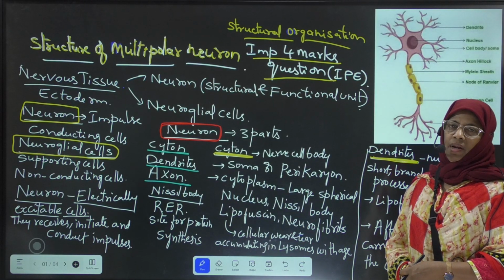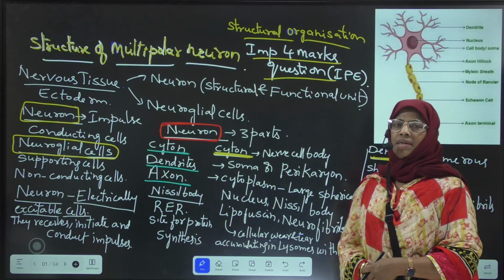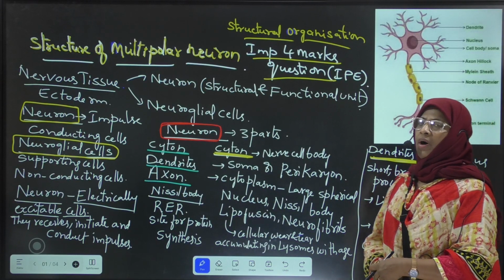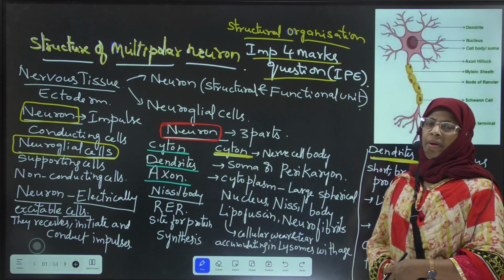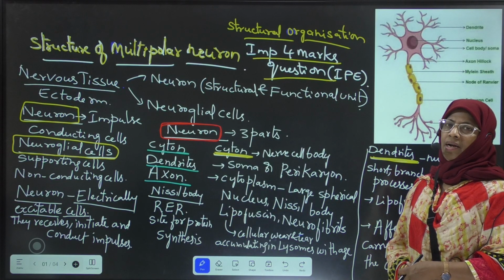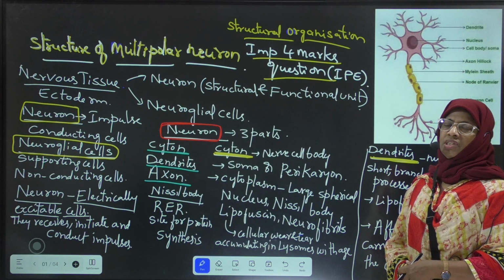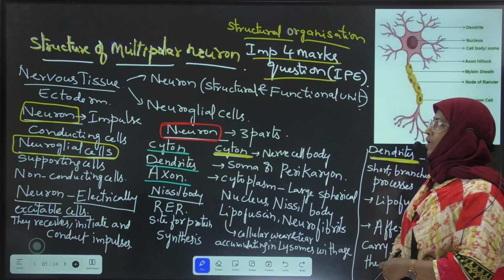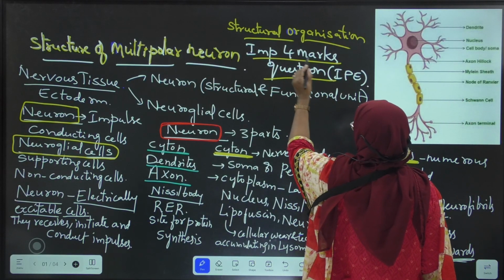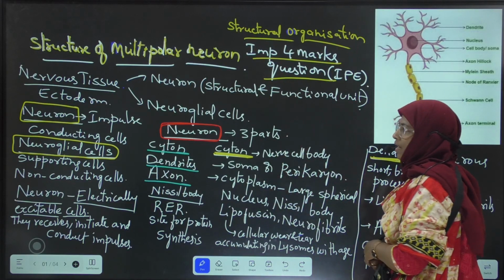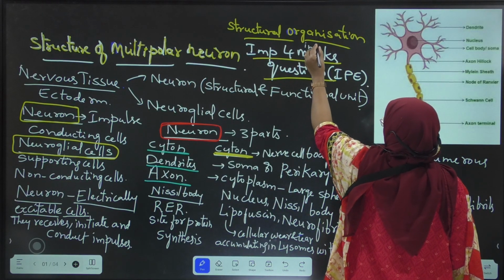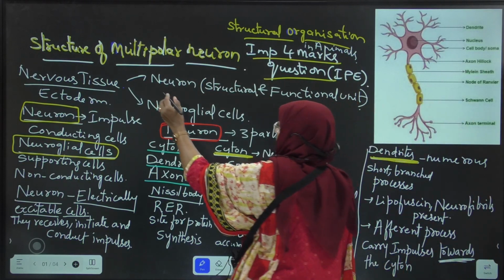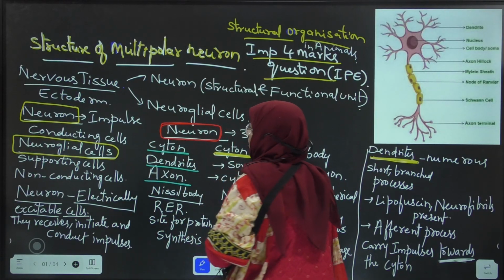Hello students, good morning. Today in this video, I am going to explain short answers from the structural organization chapter from first year zoology. In that, we are going to discuss the structure of multipolar neuron. It is one of the important 4 marks questions for the IPE examination from structural organization in animals.